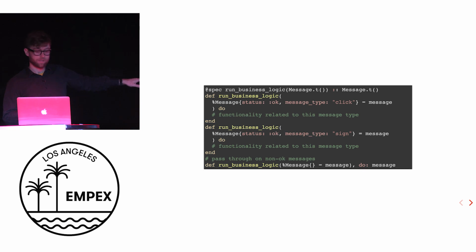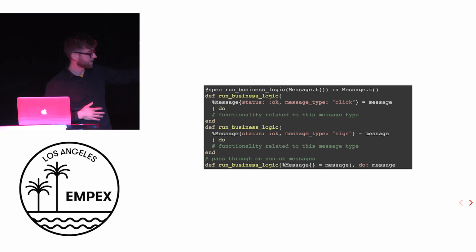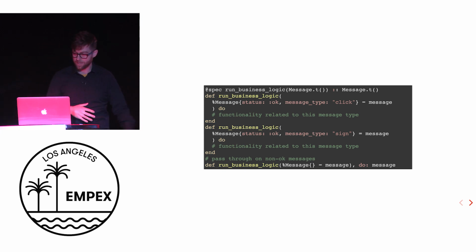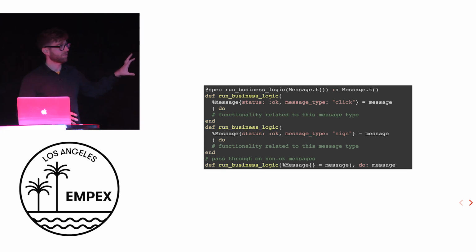This is the same code that we had up here a second ago, but I wanted to point out that all the functions, or the top two there, are matching on status of OK. But the final definition just passes the message through. So anything that's not OK, we just pass along the flow. And we set up all of our top-level mappers this way.